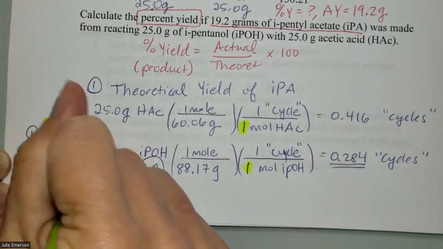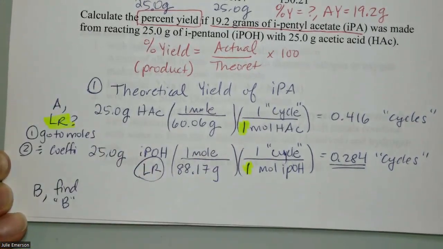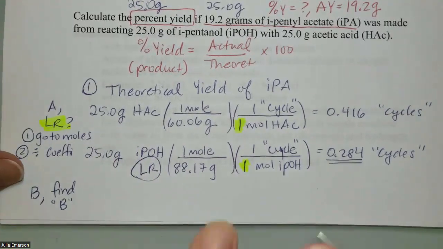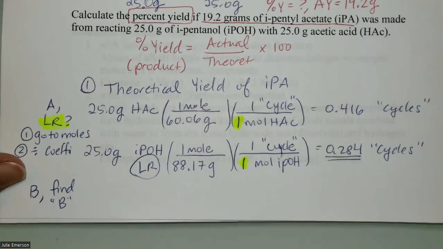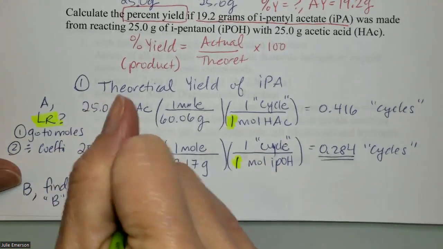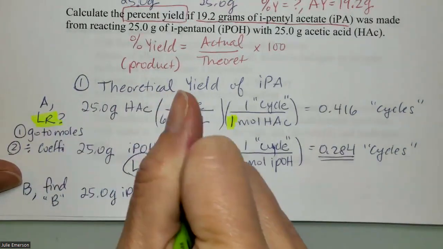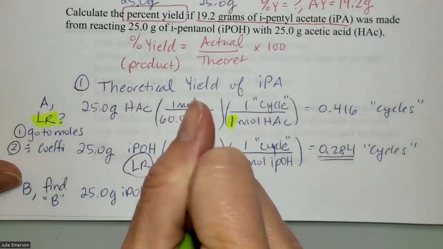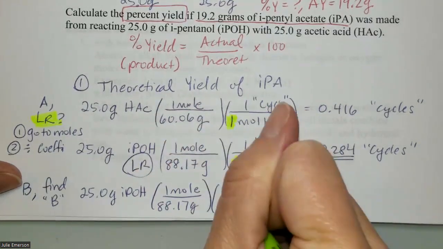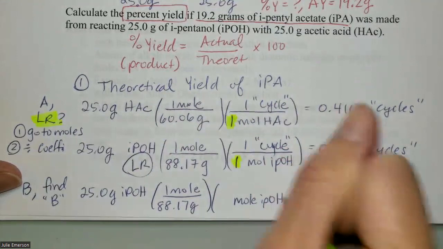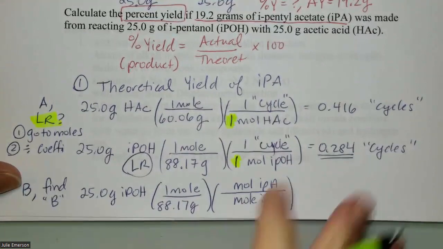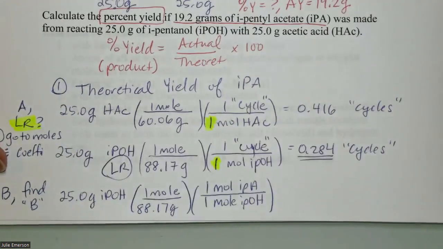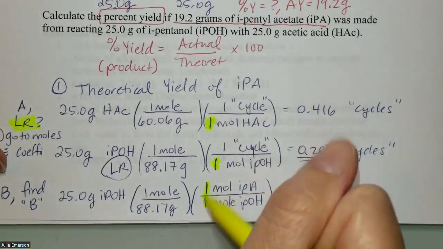Now we find the mass of B. So now we can go ahead and convert to product. What we now know is acetic acid is in excess, isopentanol is where we're limited. So we're going to start again with that 25 grams of isopentanol, 1 mole, 88.17 grams. Mole ratio, getting rid of the isopentanol, going to the product, which is the isopentyl acetate. In our balanced equation, it's all just a 1-to-1-to-1 ratio. So that's where those coefficients come in, always in that mole ratio step.